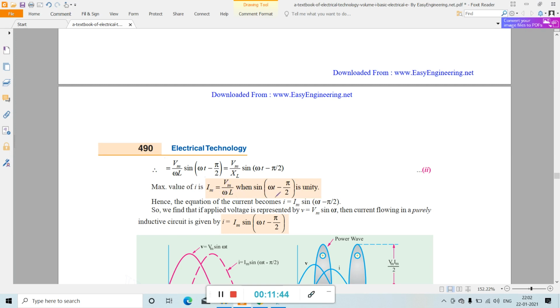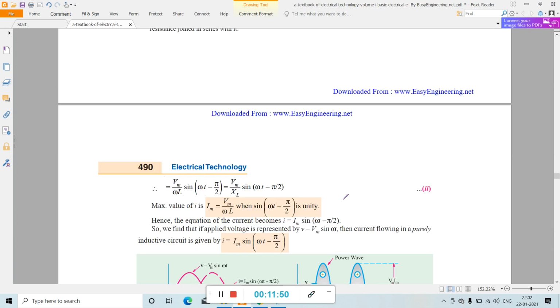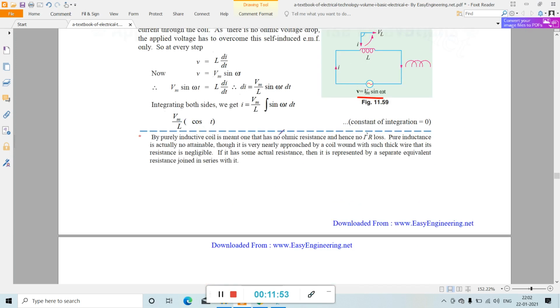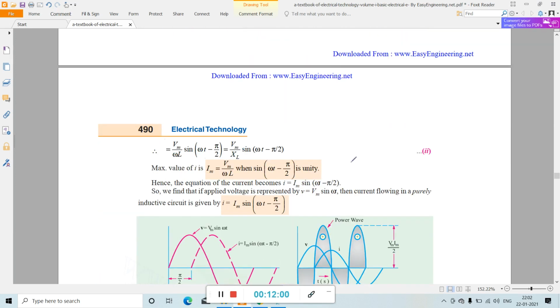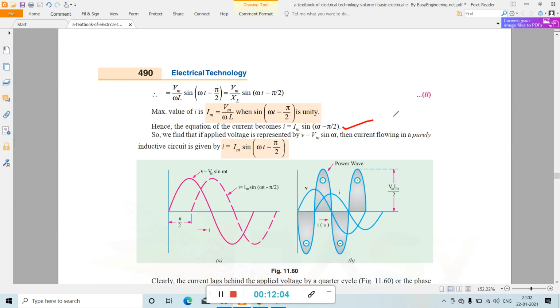So the equation of current becomes I is equal to Im sin(ωt − π/2). See here, the voltage equation is V is equal to Vm sin ωt, but the current is Im into sin(ωt − π/2). Mark this Im expression. So we find that if the applied voltage is Vm sin ωt, then the current flowing in a purely inductive circuit is Im sin(ωt − π/2).